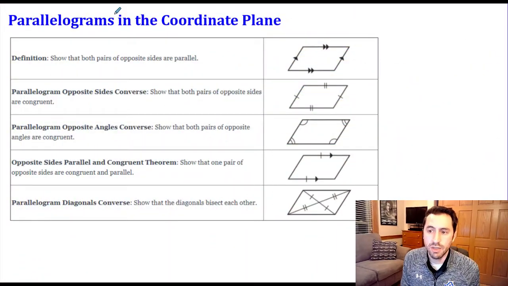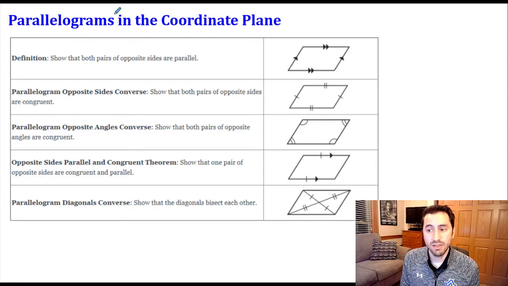So on the screen, I have the 5 different things that allow us to justify that something is a parallelogram. We have the definition, which says show that both pairs of opposite sides are parallel. Well, in the coordinate plane, I know that I can show that segments are parallel to each other if they have the same slope. And because I know the slope formula, that one seems pretty straightforward.